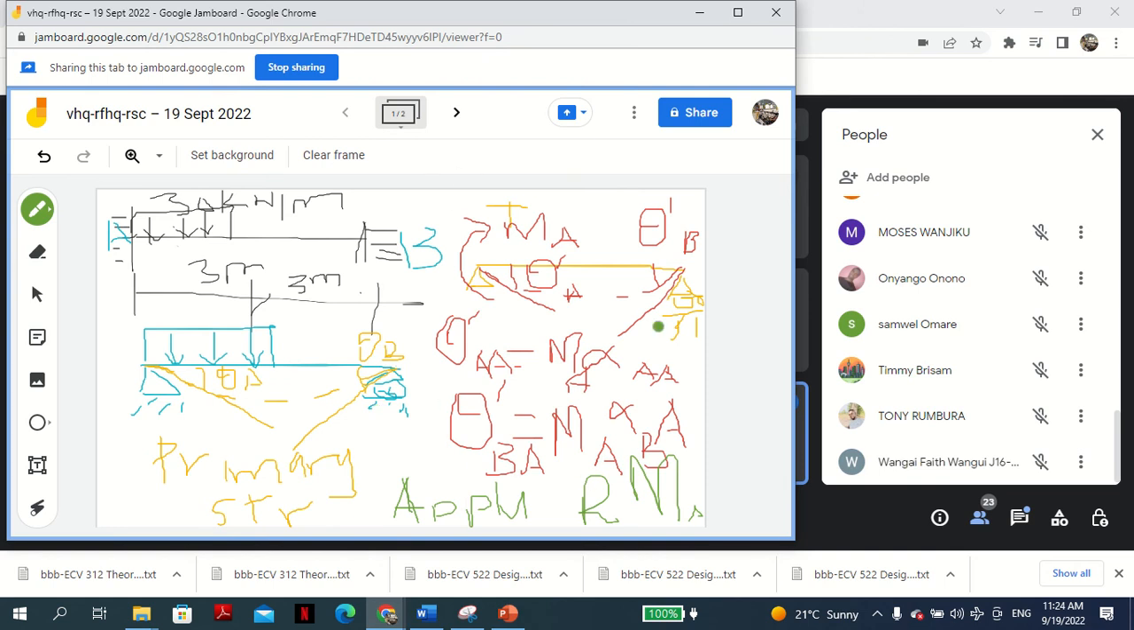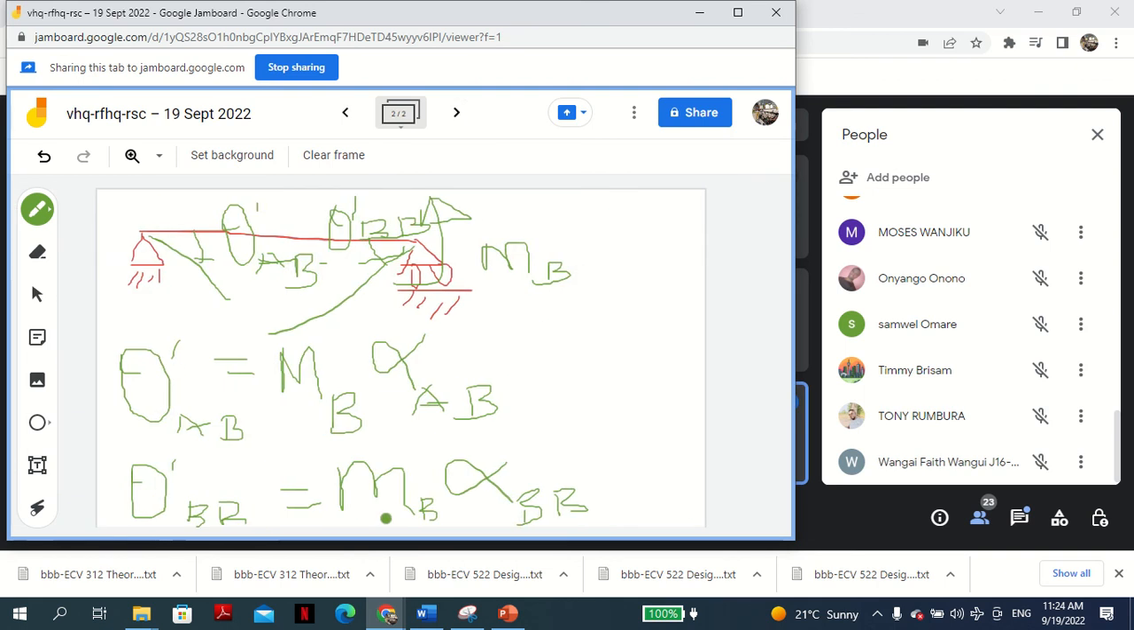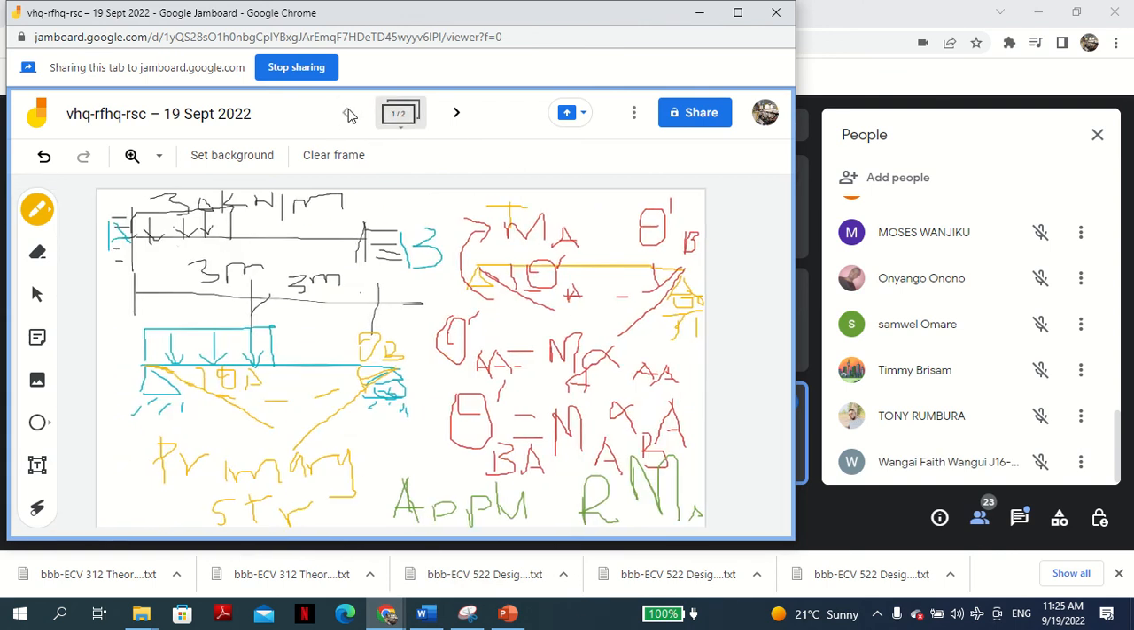Once you choose the redundance, solve the structure without the redundance, then apply the redundance one at a time. So here we have applied RMA, and here now apply the other redundant, redundant MB. Then at the end of the day we have equations that we can solve, and the interest is that you understand.